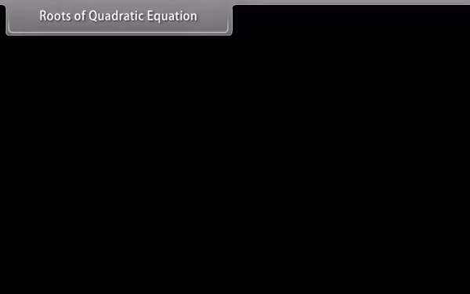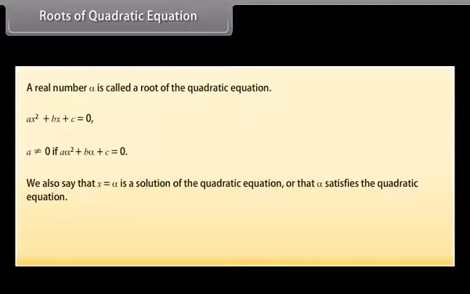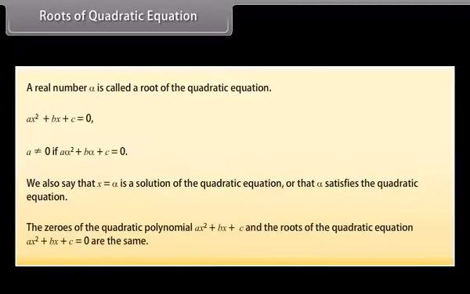Roots of a quadratic equation. A real number alpha is called a root of the quadratic equation ax square plus bx plus c is equal to 0, where a is not equal to 0, if a alpha square plus b alpha plus c is equal to 0. We also say that x is equal to alpha is a solution of the quadratic equation, or that alpha satisfies the quadratic equation. The zeros of the quadratic polynomial ax square plus bx plus c and the roots of the quadratic equation ax square plus bx plus c is equal to 0 are the same.